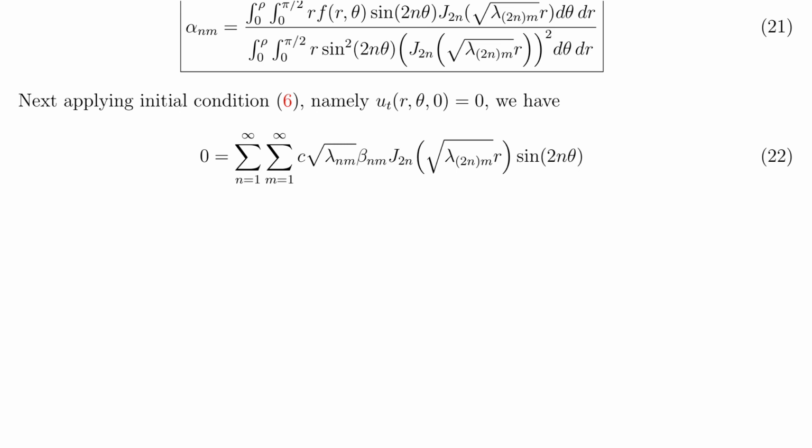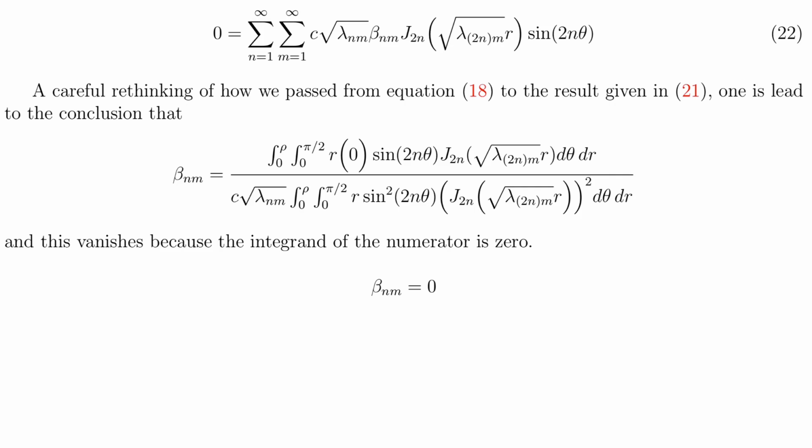Next, applying the initial condition 6, namely the t partial derivative of the solution function should vanish at 0, we have equation 22. A careful rethinking of how we pass from equation 18 to the result given in 21 for alpha sub nm leads to the conclusion that beta sub nm is given by a similar formula, except now we're integrating 0 in the numerator and we have this extra factor of c times the square root of lambda nm in the denominator. But a definite integral of 0 is 0, and hence all the beta sub nm's vanish.